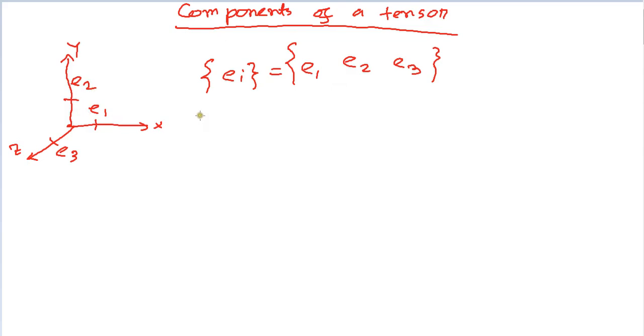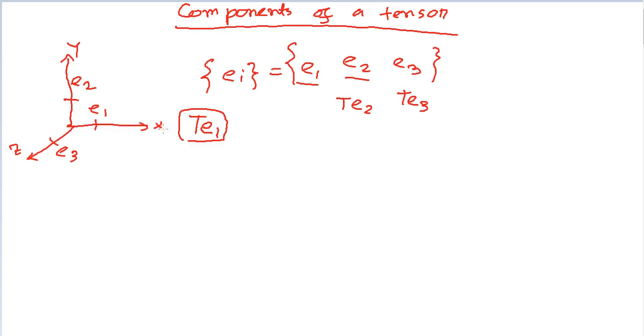Consider a transform tensor T, which transforms the base vectors e1, e2, and e3. If this transforms e1 to another vector, then we can write T e1, right? And if we transform e2, then we can write T e2. And if we transform e3, then we can write T e3. T e1 is nothing but T transforming the unit vector e1 into another vector which has components along the x-axis, along the y-axis, along the z-axis as well.